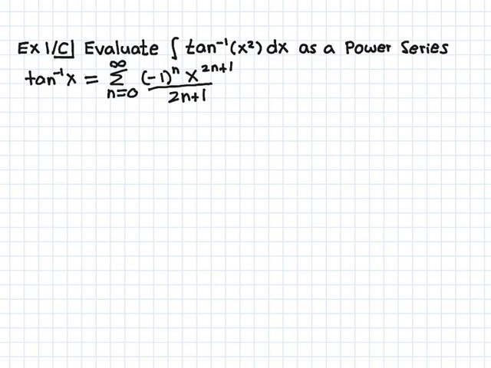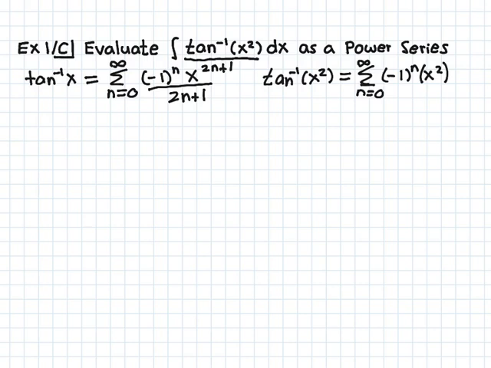Now, let's plug in x squared for x so we can find the power series representation of the integrand, tan minus 1 of x squared. So tan minus 1, arctan of x squared, is equal to the summation n equals 0 to infinity of minus 1 to the power of n, x squared to the power of 2n plus 1, divided by 2n plus 1.